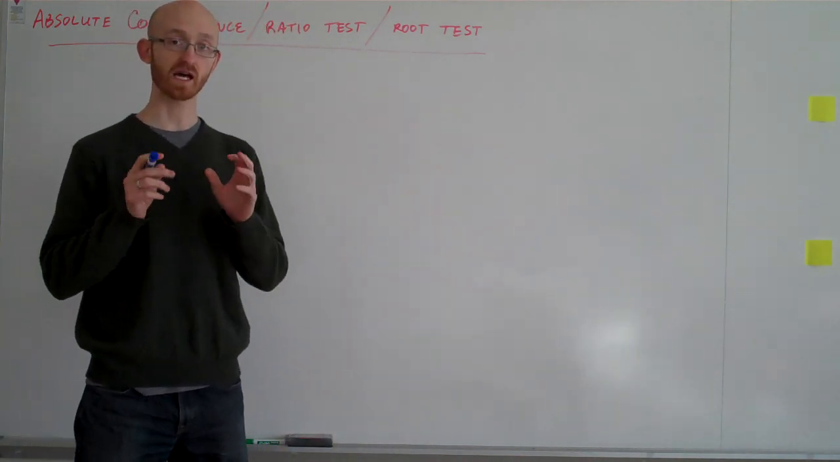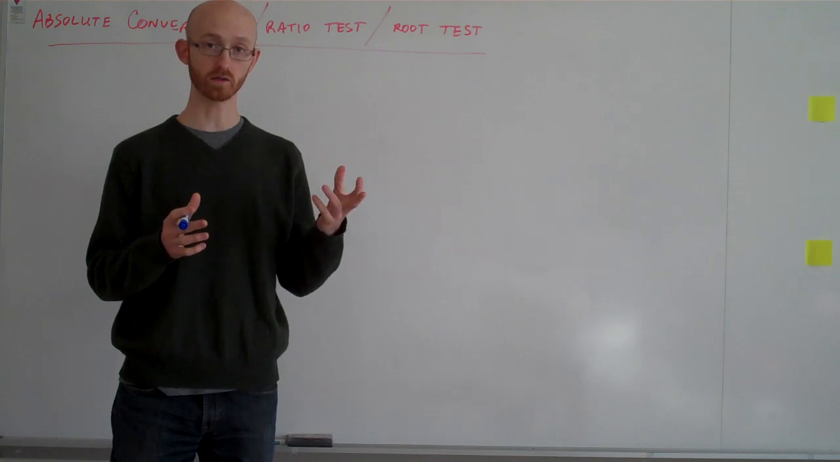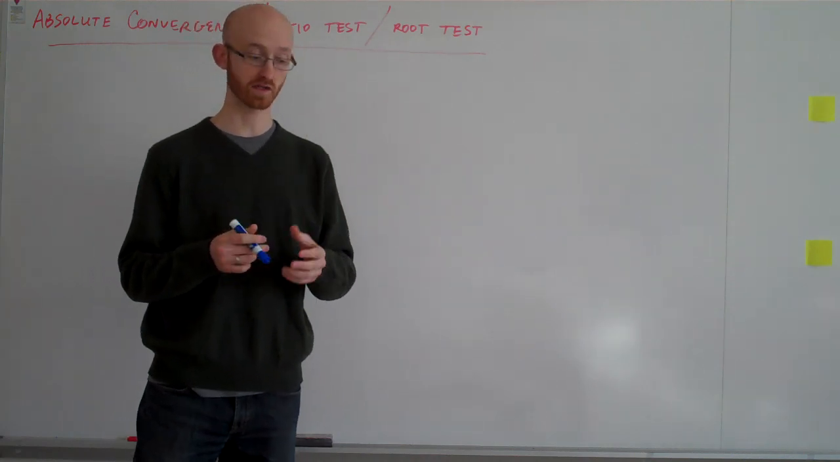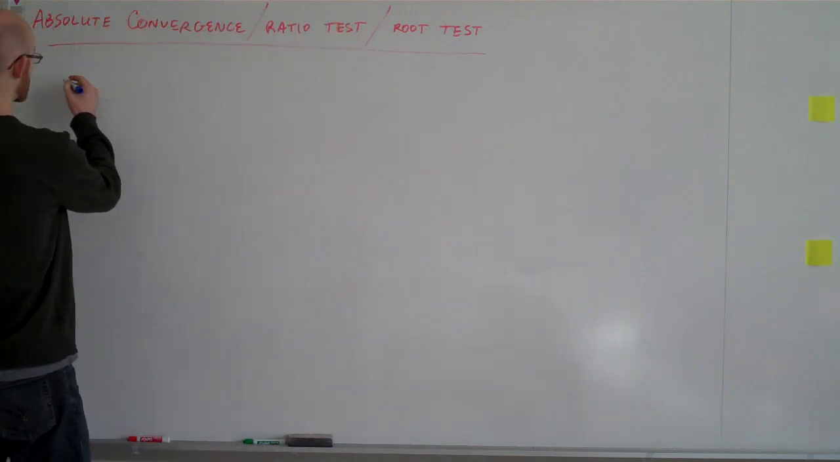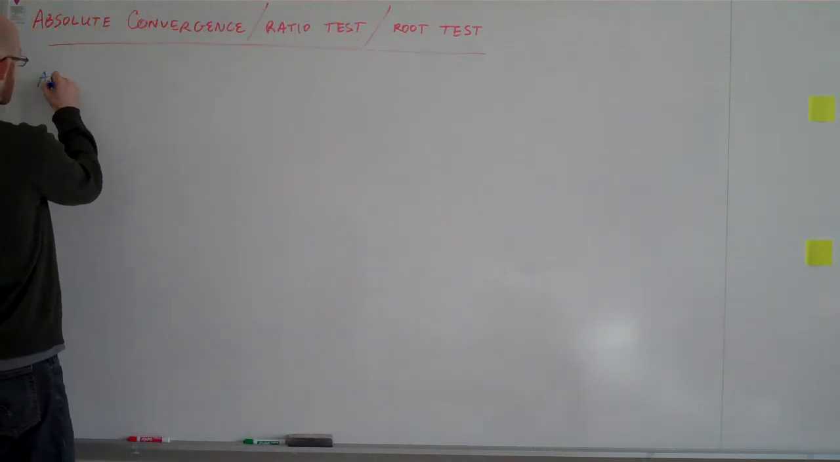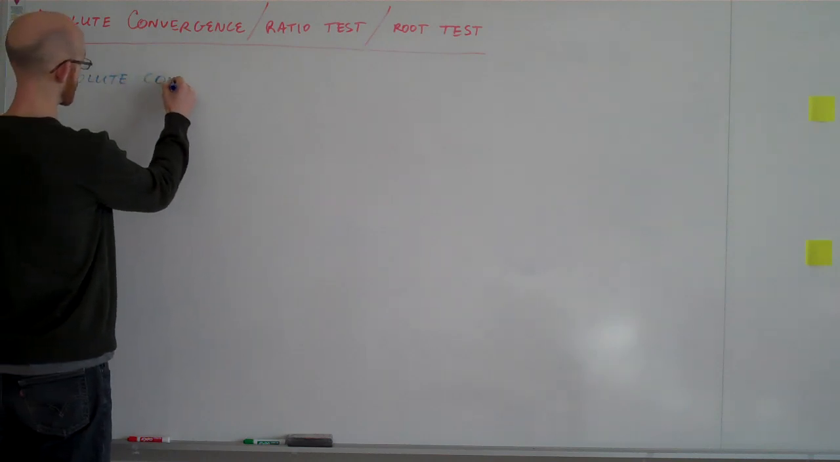And if you take the absolute value of all the terms and add all those up, and that thing converges, you would say that the series absolutely converges. So first thing I'm going to do is define absolute convergence.